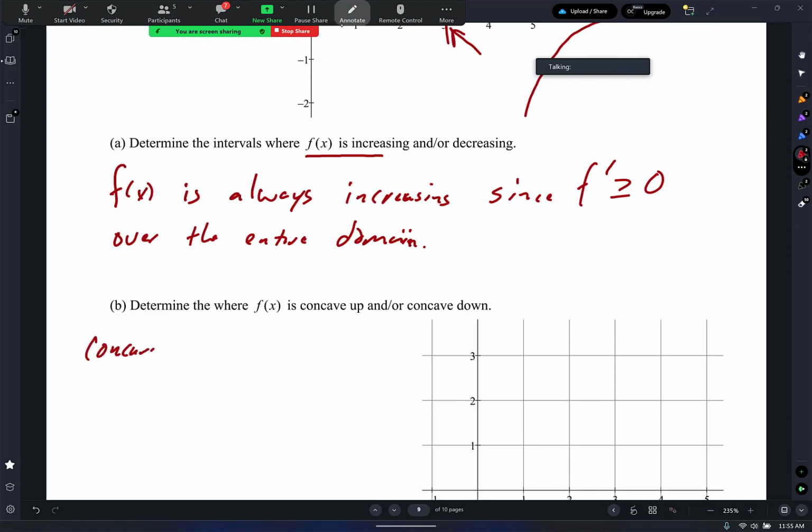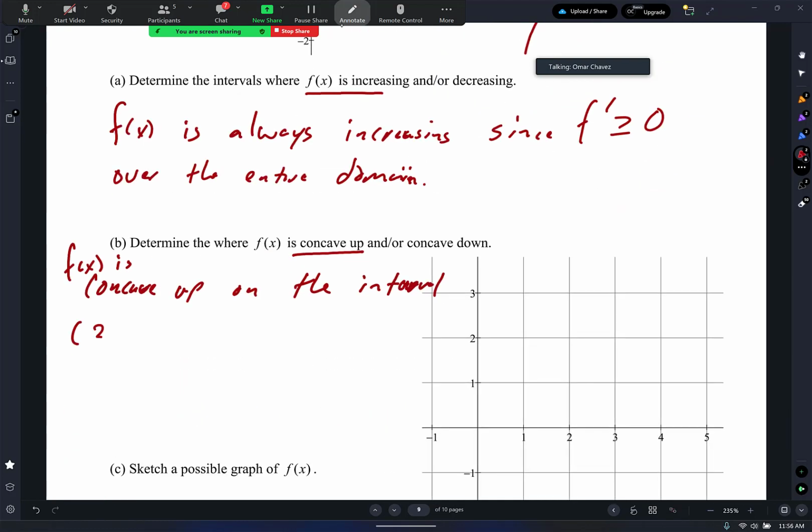Concave up, and I only say up first because I type up first. Concave up on the interval. I guess I gotta say what, right? F of x is concave up on the interval 3 to infinity, and f of x is concave down on negative infinity to 3.